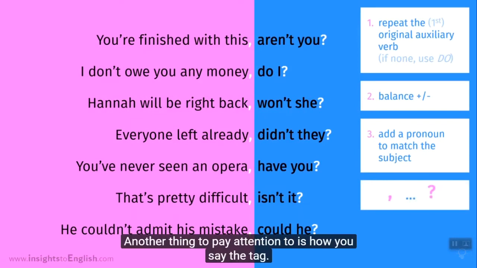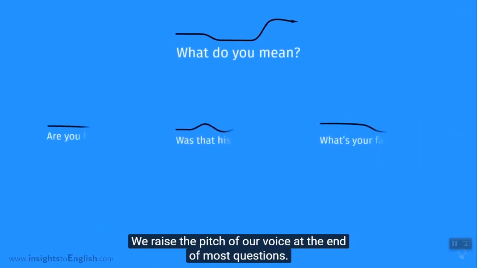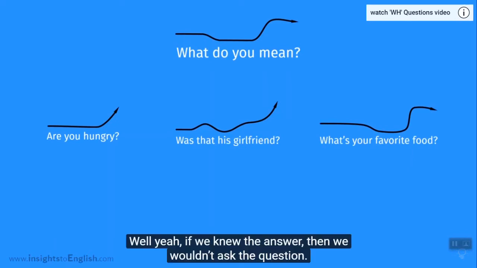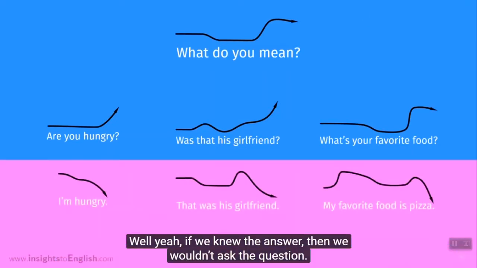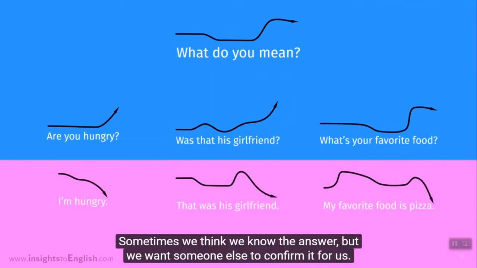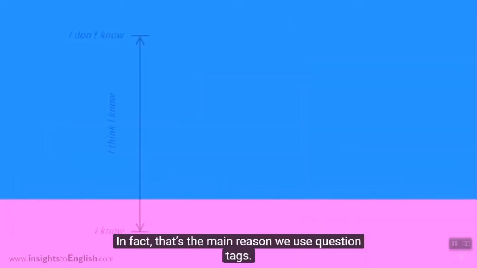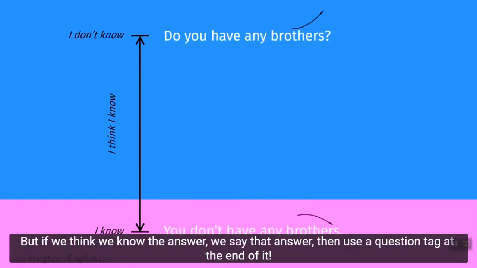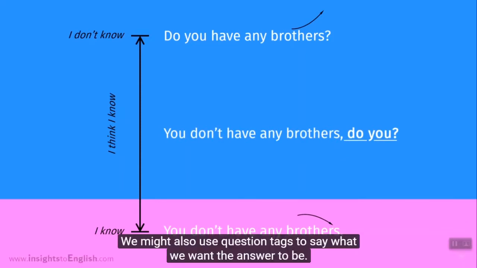Great. Another thing to pay attention to is how you say the tag. What do you mean? We raise the pitch of our voice at the end of most questions. It's what we do when we're not sure of the answer. Well, yeah. If we knew the answer, then we wouldn't ask the question. Sometimes we think we know the answer, but we want someone to confirm it for us. In fact, that's the main reason we use question tags. So, if we don't know what the answer is, we can ask a normal question. But if we think we know the answer, we say that answer, then use a question tag at the end of it. That's right. We might also use question tags to say what we want the answer to be.